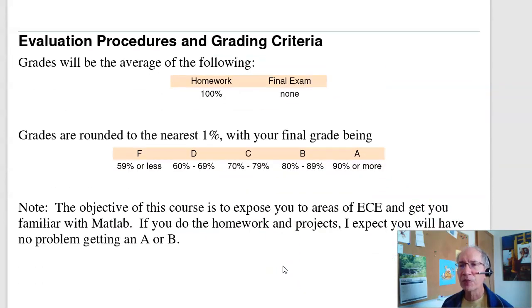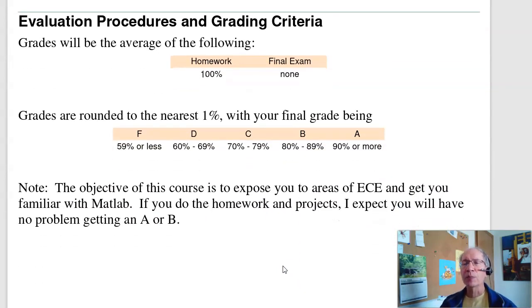In terms of grading, grading is 100% based on homework. So if you miss a homework assignment, yes, it will hurt your grade. If you give a good faith effort, try to do the homework, get it turned in, you should have no problem getting an A or B. Again, this is an introduction class. It's not a weed out course. The whole goal is to get you used to using MATLAB. If you use MATLAB, you do the homework, you should get an A or B with no problem. But if you don't do the homework, it will hurt you. So please do the homework.